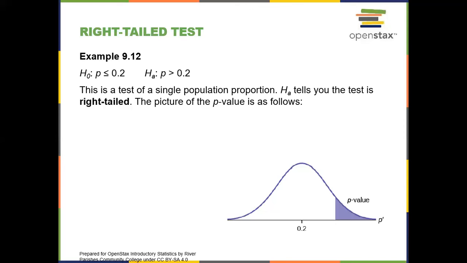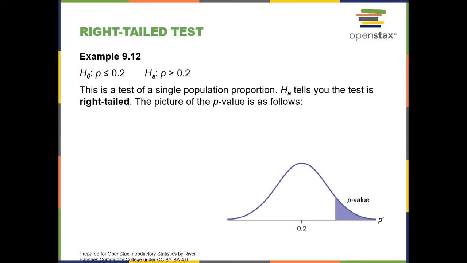Notice the next one, alternate: p greater than. The two slanted lines indicating greater than meet at an edge pointing to the right. So in this case, the test statistic, or the characteristic of the sample, will fall in the right tail, and the area to the right of the test statistic is the p-value, as shown in this diagram. The vertical line where it meets the horizontal axis is the test statistic. The area to the right of it is the p-value. This is a test of a single population proportion. HA tells you the test is right tail. The picture of the p-value is as follows.